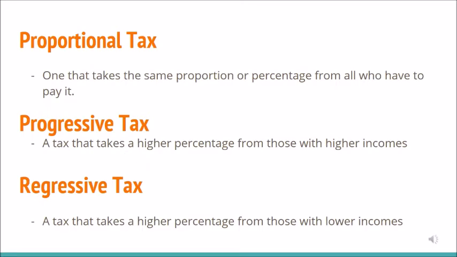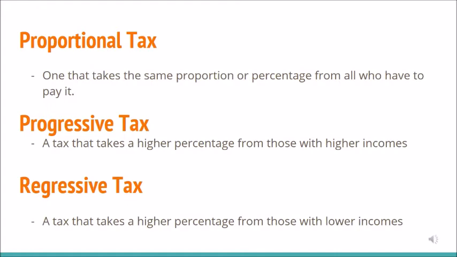Besides direct taxes and indirect taxes, there are also other types of taxes, like proportional tax. Proportional tax is when, as income rises, the proportion of income paid in tax remains the same. The tax rate is therefore constant.